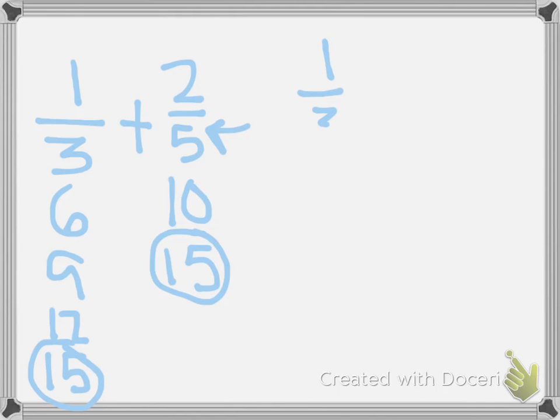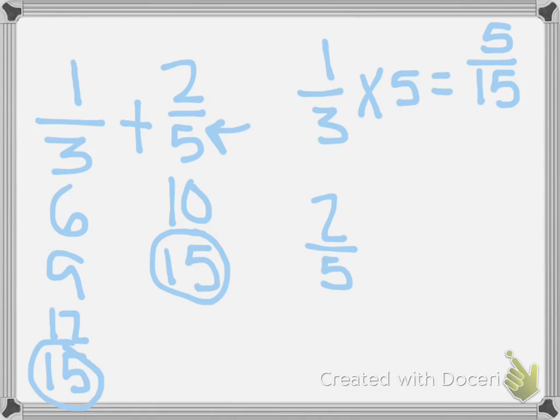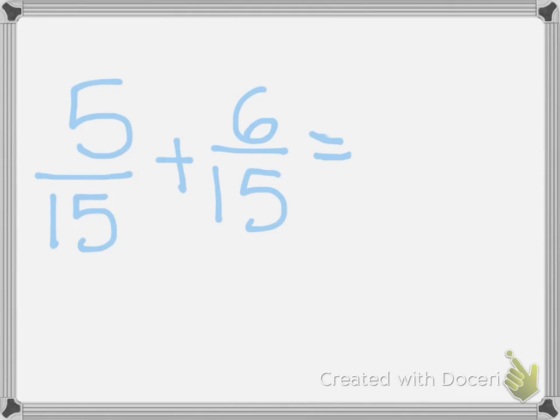For 1/3 to have a denominator of 15, we have to multiply top and bottom by 5. 5 times 1 is 5, and 5 times 3 is 15. For 2/5 to have a denominator of 15, we have to multiply the top and bottom by 3. 3 times 2 is 6, and 3 times 5 is 15. 5/15 plus 6/15 equals 11/15, because 5 plus 6 equals 11, and every time you add or subtract, you have to keep the denominator the same.